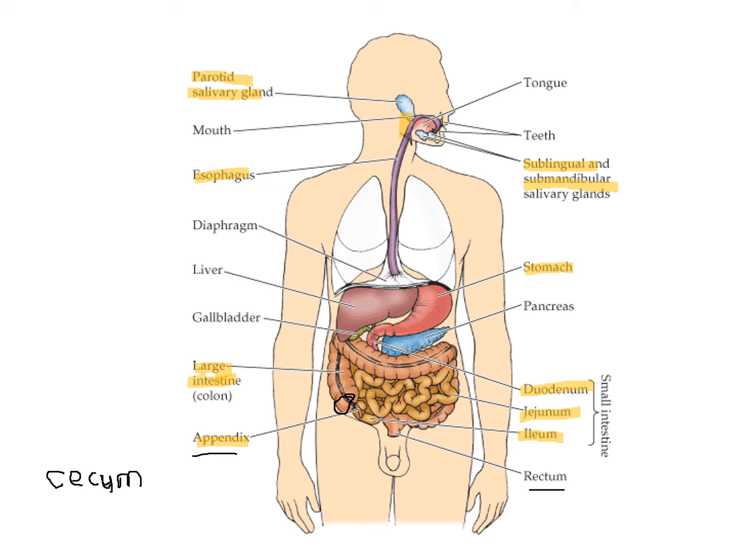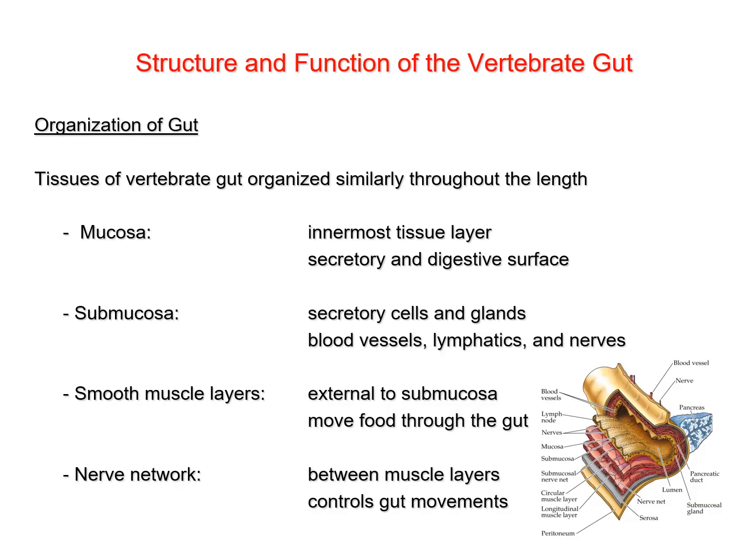And as I mentioned earlier, there are accessory glands, including the pancreas, the liver, and the salivary glands, which are accessory organs of the digestive tract. The gallbladder is also an accessory organ. It's a storage site for bile produced by the liver.